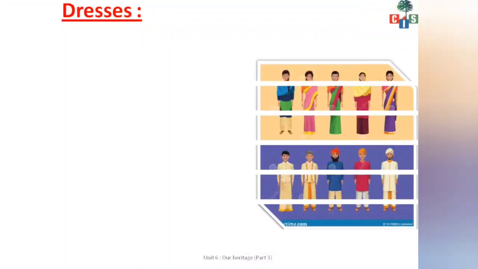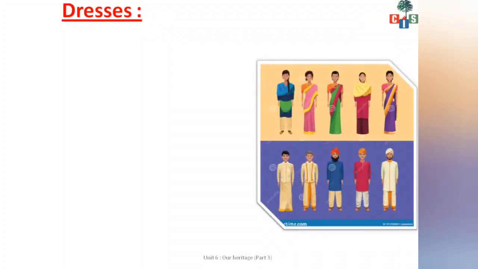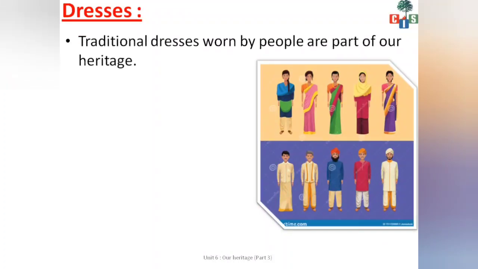Now dresses. As we know that there are many states in India with many cultures, there are many different people who wear different types of clothes. Now you can see in the image that women and men are wearing clothes in so many different styles. Some are wearing salwar kurti, some are wearing saris, some are wearing dress, some are wearing salwar kameez, right? So these are the traditional dresses which are worn by the people of our heritage.